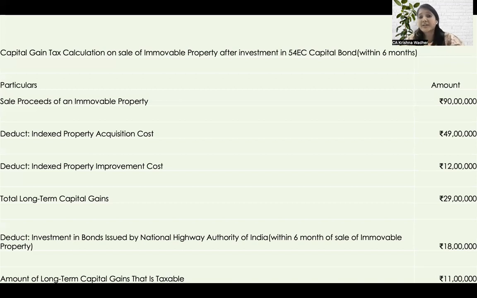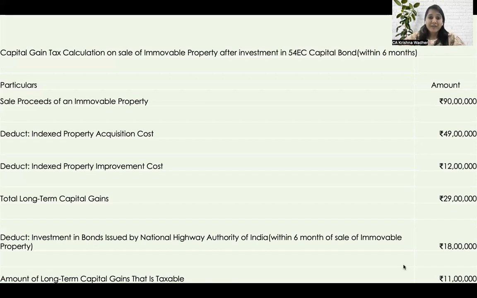Now there is one more condition. There is an upper cap on the deduction also. You can claim this deduction only up to 50 lakhs, not more than that. So let's say you have made a profit of 80 lakhs, and out of that 80 lakhs, you invested 60 lakhs here. You will think that you only have to pay tax on the difference of 20 lakhs, 80 minus 60, because 60 you invested in the capital bond. No, that is not the case. You have to pay tax on 80 lakhs minus 50 lakhs, because 50 is the upper cap. You cannot claim a deduction of more than 50 lakhs under section 54EC.